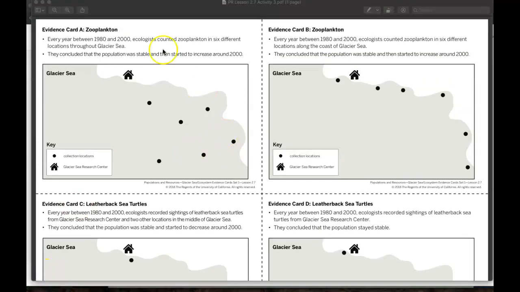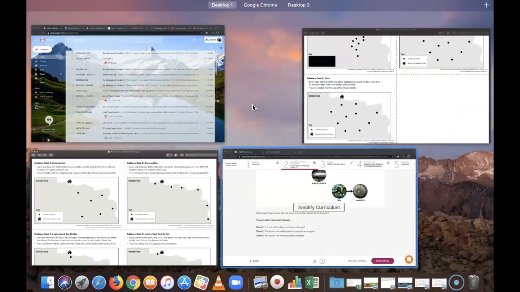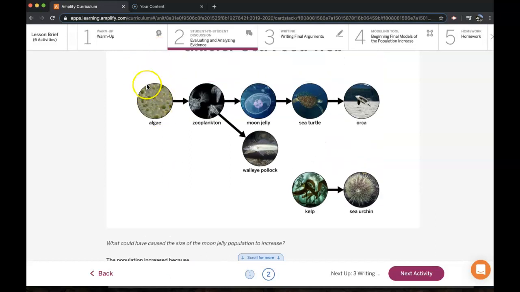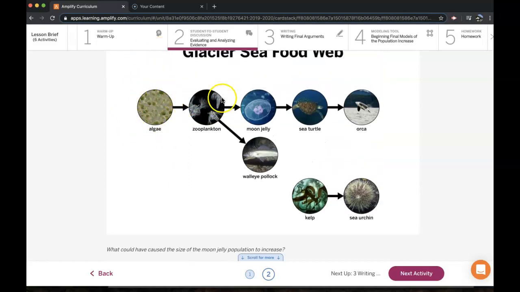So we'll look at evidence card A. Evidence card A said that the zooplankton population started to increase around 2000. If we look back at this, we saw the algae population changing. So we know the algae population increased, and when this increases, that means there's more energy storage molecules for the zooplankton. And that means the zooplankton will increase.